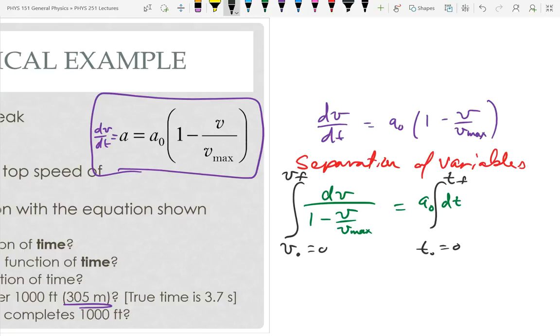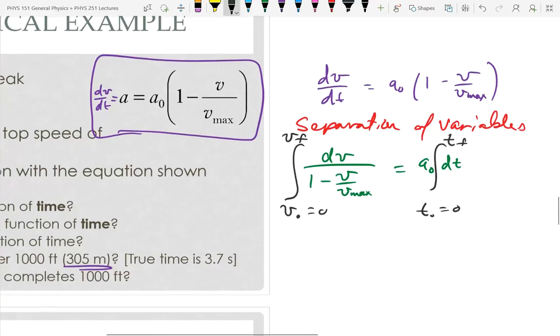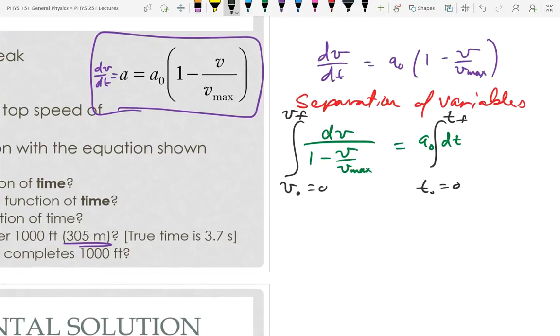I put my integral on the right side of the A0. Doesn't matter, why not? It's a constant, right? So I just moved it across. So I do these integrals. The right-hand side, well, that's a cakewalk. What about the left-hand side?